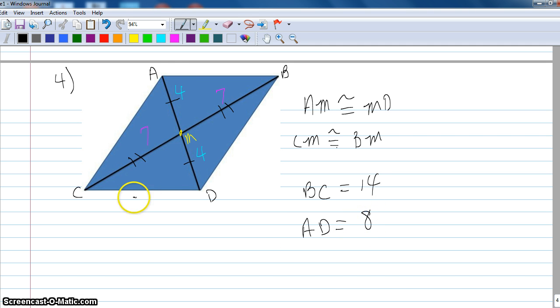It works vice versa also. If I told you, just to start with, AD is 8, and I told you to find MD, it's half. It's 4 and 4. Same thing over here. If CB is 14, how much is MB? Well, it's 7 because it's half.